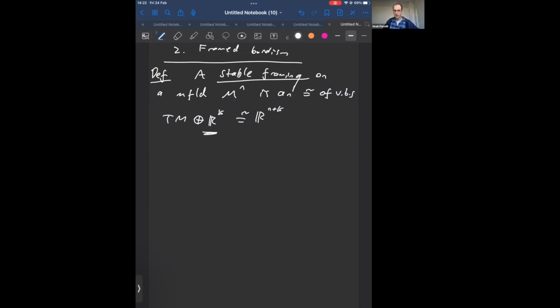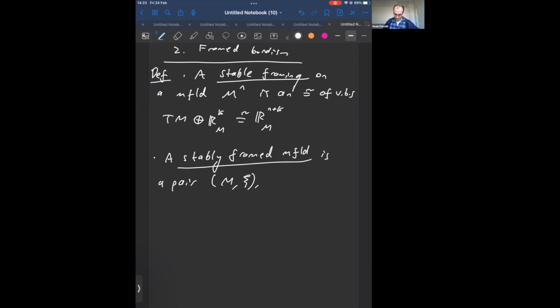And here I mean R^k as in the trivial rank k vector bundle over M. So I'll write it like this. So this is a little bit weaker than being parallelizable. And a stable framing is a choice of such things. So a stably framed manifold is a pair (M, C), where C is a stable framing.